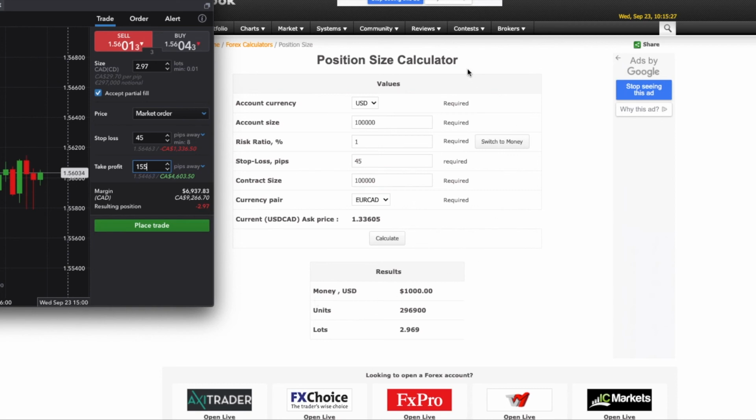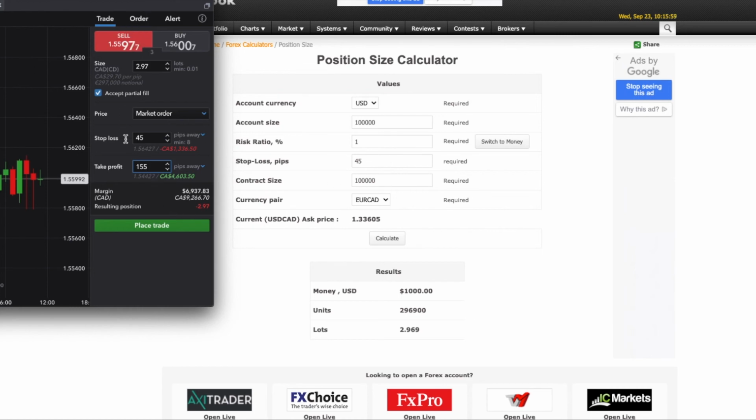There are ways you can hand calculate it. It's not hard to figure out, but I just use this calculator so that I can do it quick and know it's right. Again, we all just make mistakes. It's not hard to make a math mistake on the fly when you're trying to get into a trade. So I always just use this position size calculator. I'm sure there's others out there. This is just the one I use.